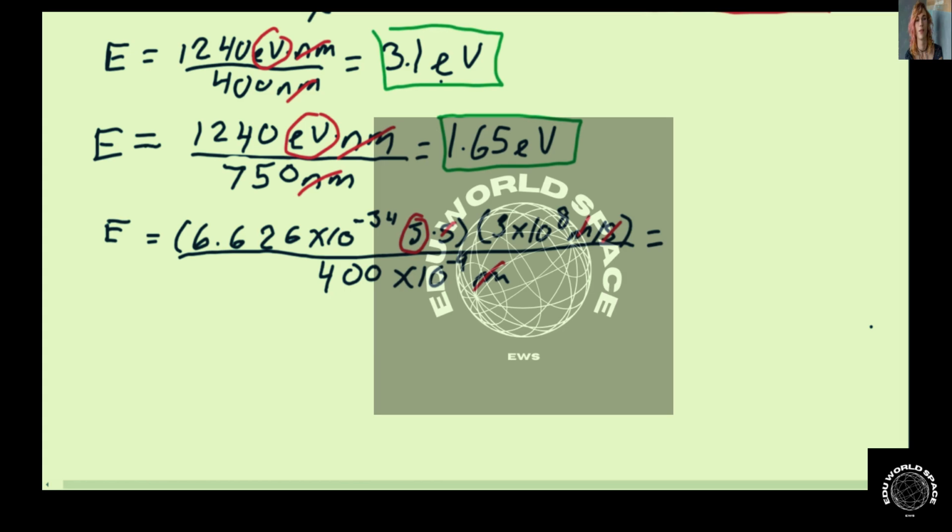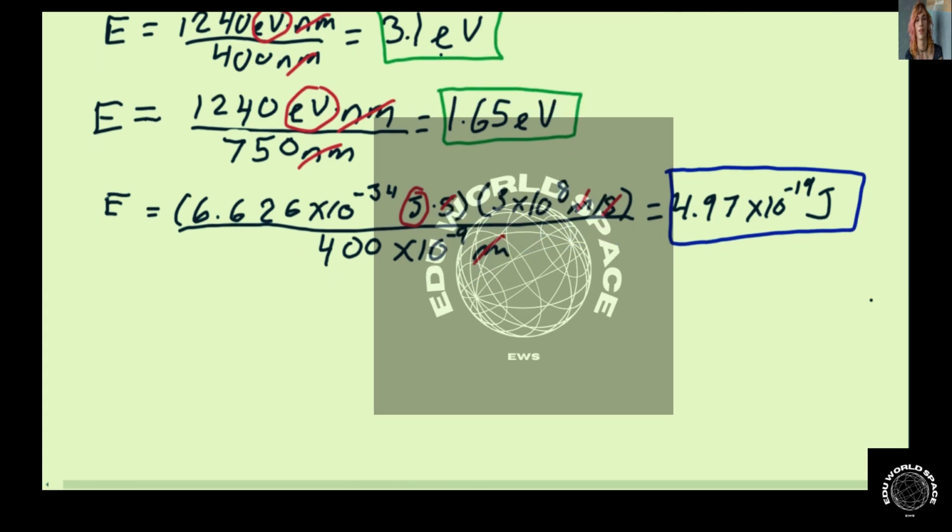So this just gets plugged into a calculator, and I'm given 4.97 times 10 to the minus 19 joules. And right there, gonna box that for you. And I need to do this one more time with a 750 nanometer light. So it's the same exact calculation, just plugging in a different wavelength.